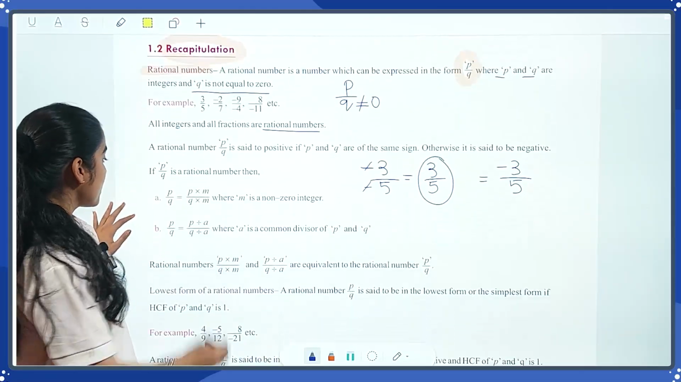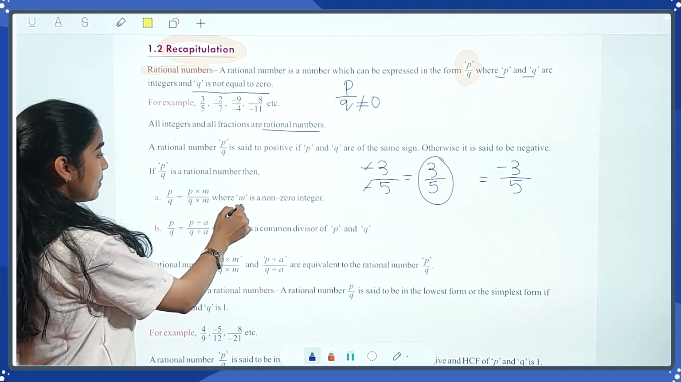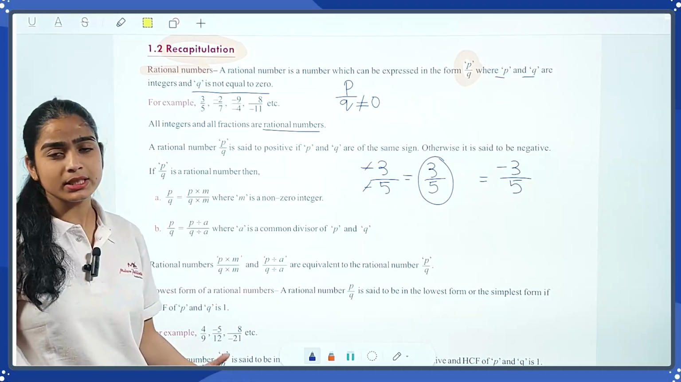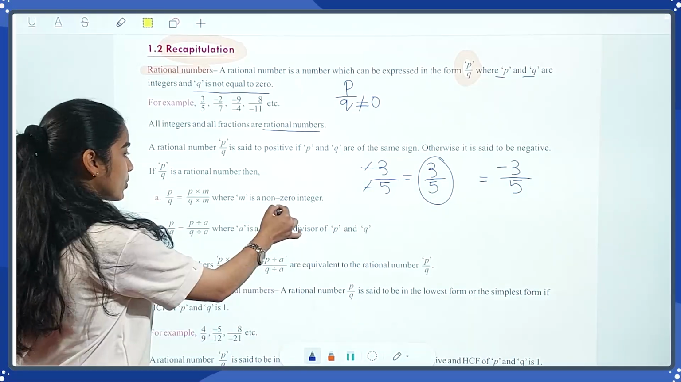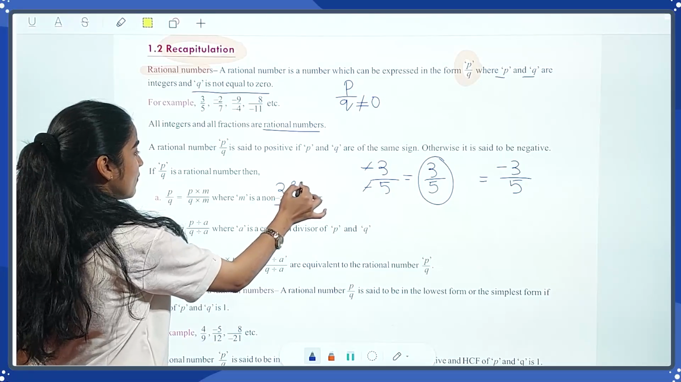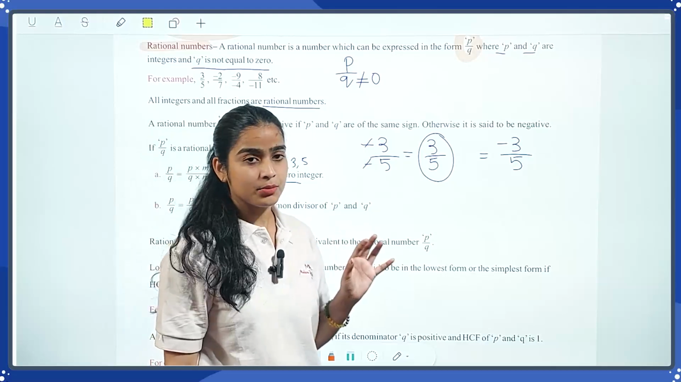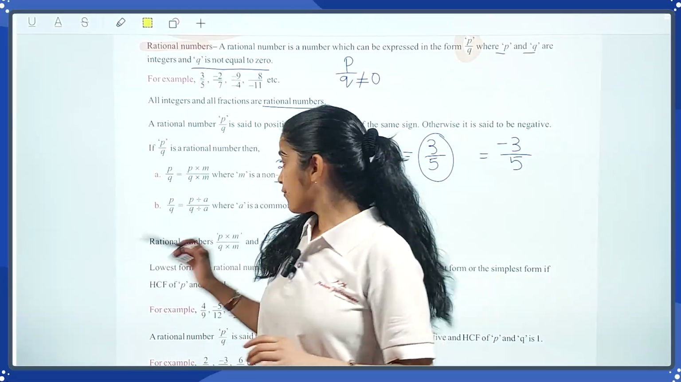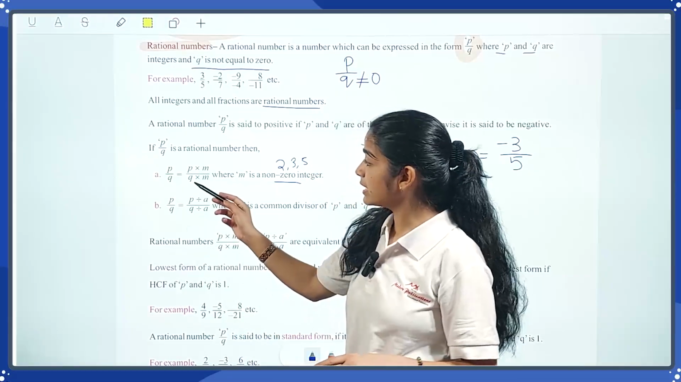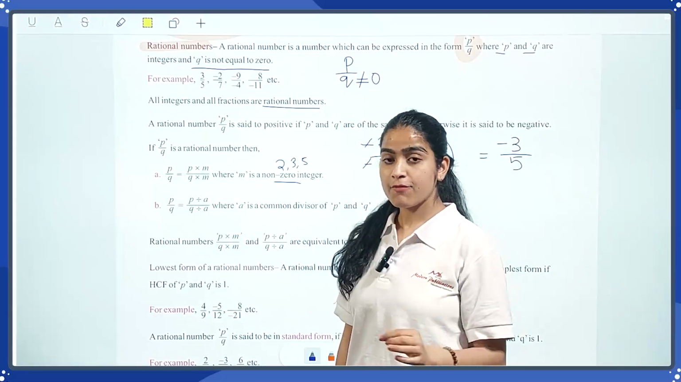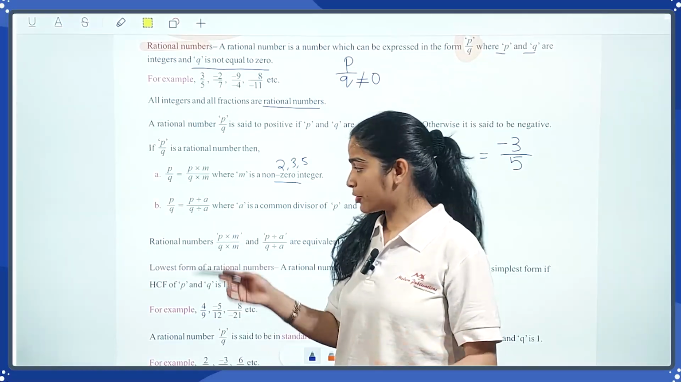Now, P by Q is equal to P multiplied by M over Q multiplied by M, where M is a non-zero integer, meaning any number you have, you can select here. For example, 2, 3, 5, it's totally up to you. What you have to understand here, children, is that if you multiply the numerator by any non-zero integer, you have to multiply the denominator by the same. If you divide P by a number, you have to apply the same operation to Q.